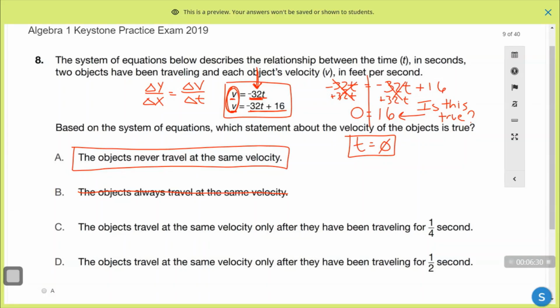Look at the next one. The objects travel at the same velocity only after they have been traveling for 1/4 of a second. Well, that would be if we solved this equation and found that t equals 1/4, but we found that t does not equal 1/4. So this one is also wrong. Our last one is pretty much the same thing. It says the objects travel at the same velocity only after they've been traveling for 1/2 second. That one is also wrong. That's saying that if we solved this equation, we would have found t equal to 1/2. But that is also not true, because when we solved our system of equations here, we got an untrue statement, which was a special case where there were no solutions.